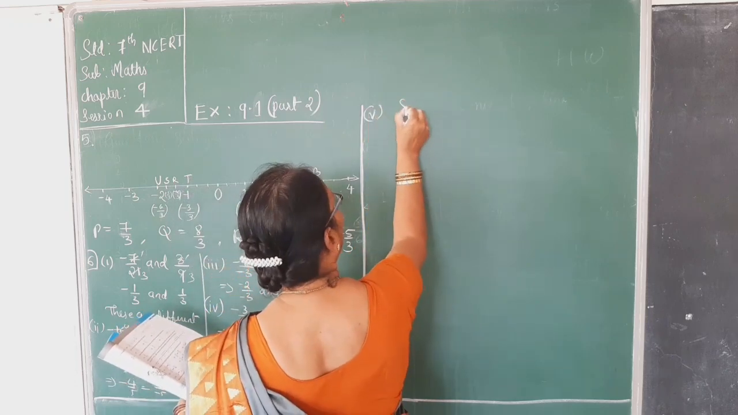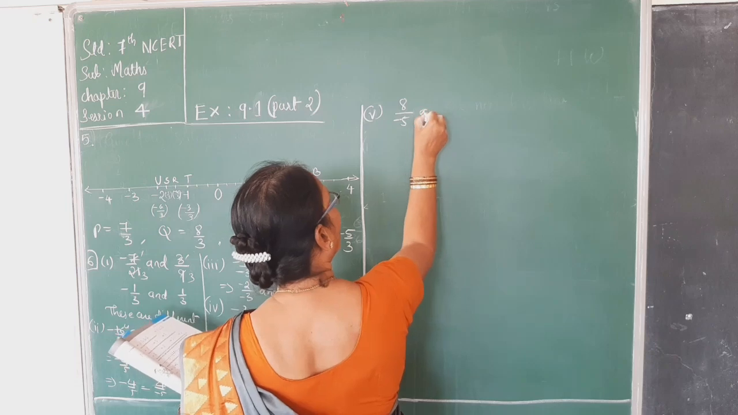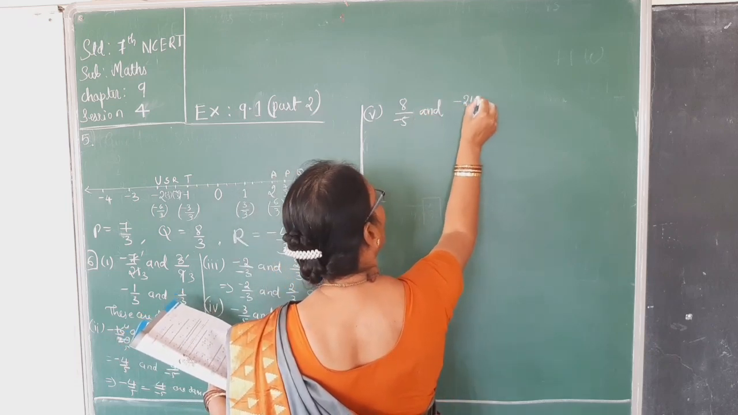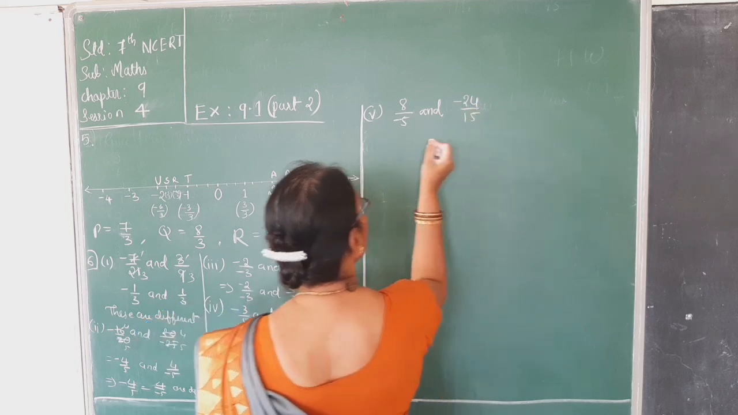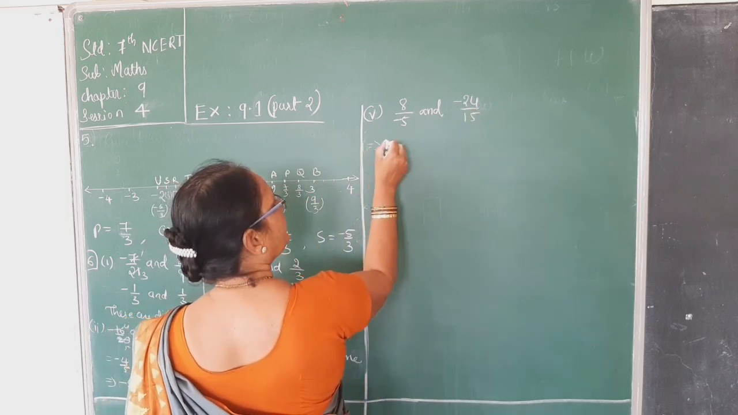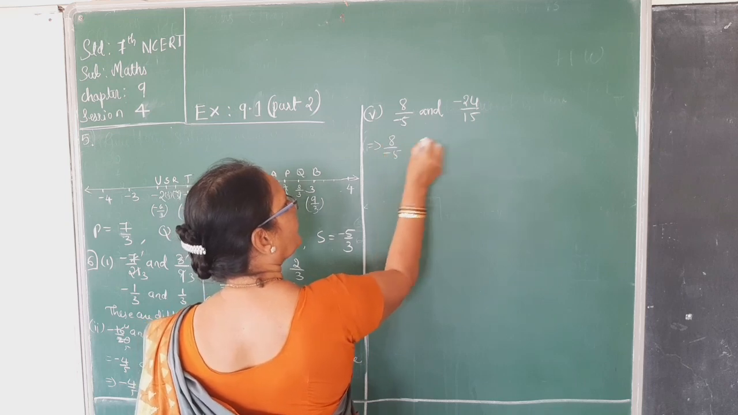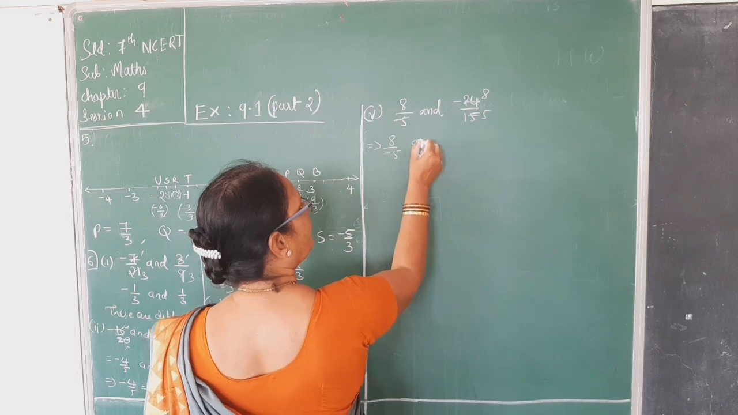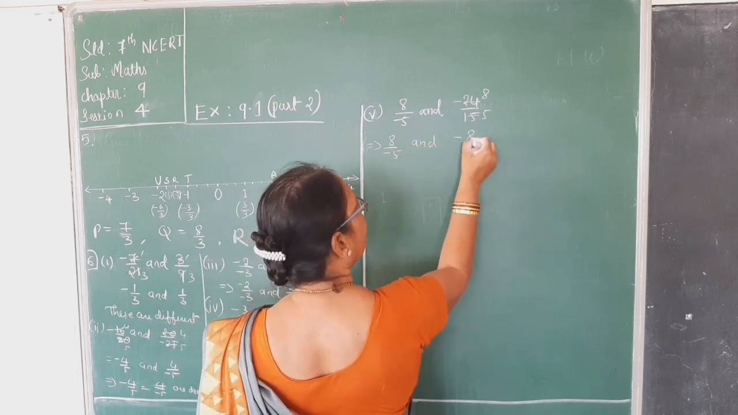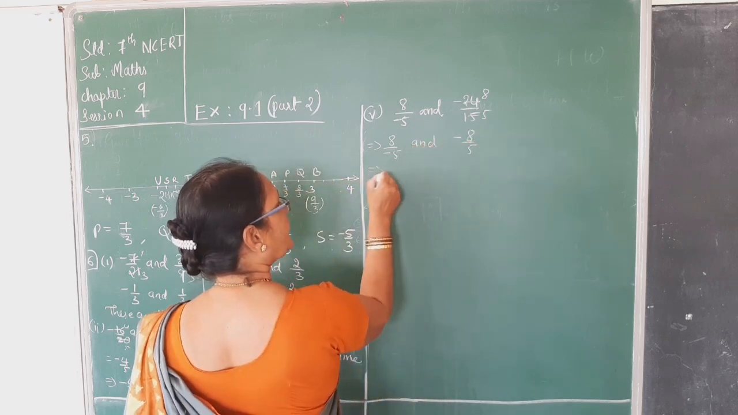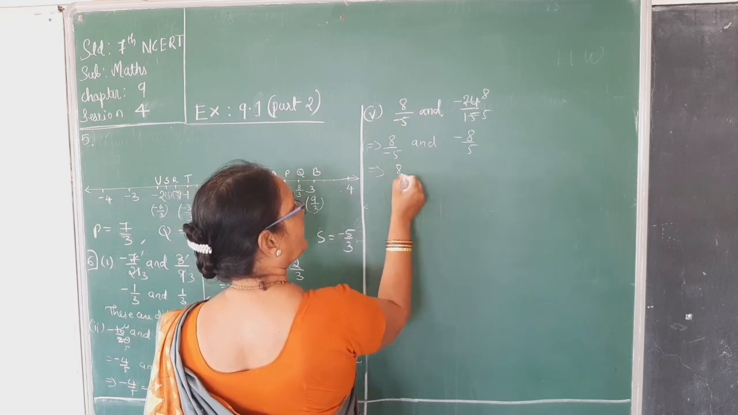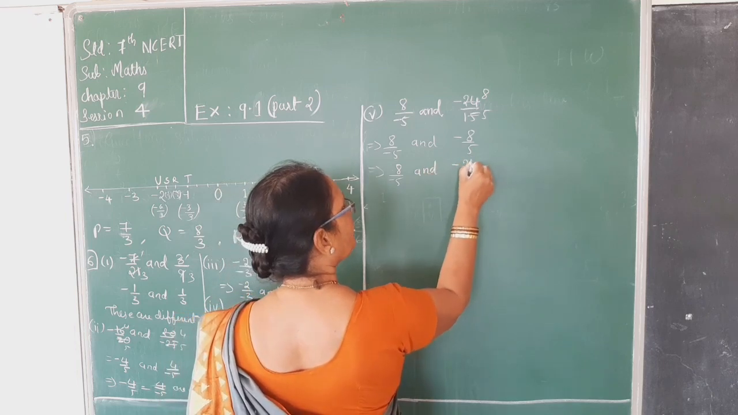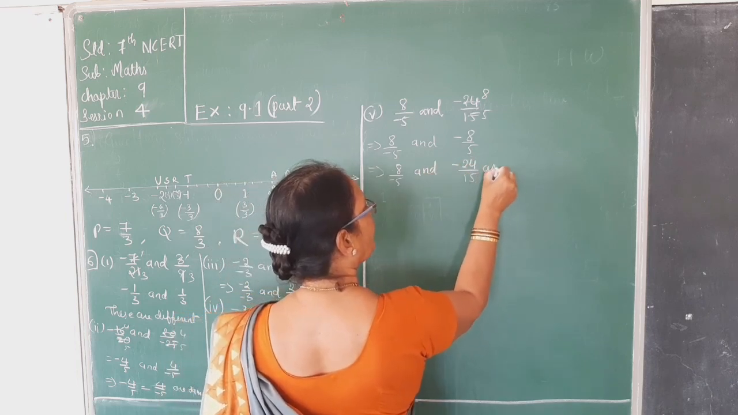one, 8 by minus 5 and minus 24 by 15. See now, 3 eights are 24, 3 fives are 15, and this also will be minus 8 by 5. So this implies that 8 by minus 5 and minus 24 by 15 are the same.